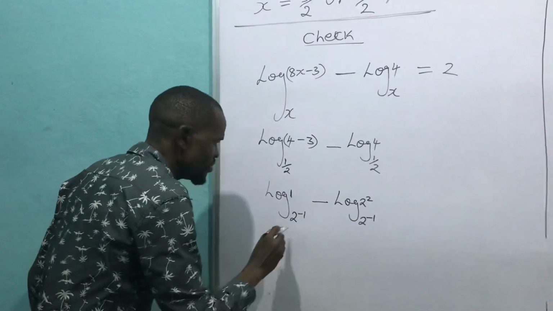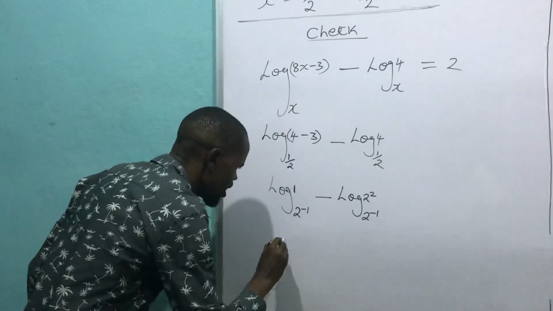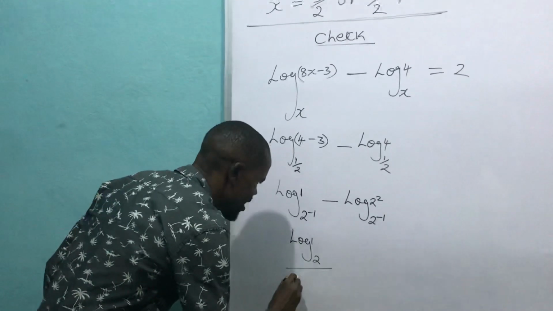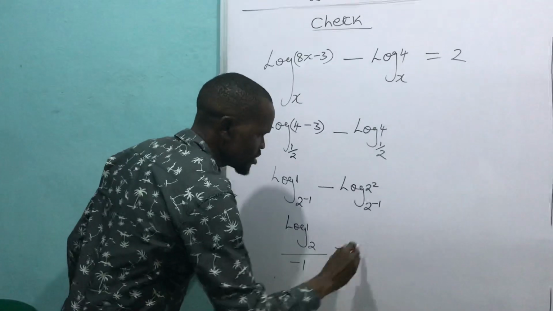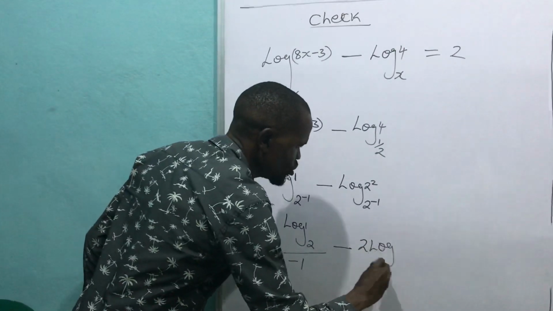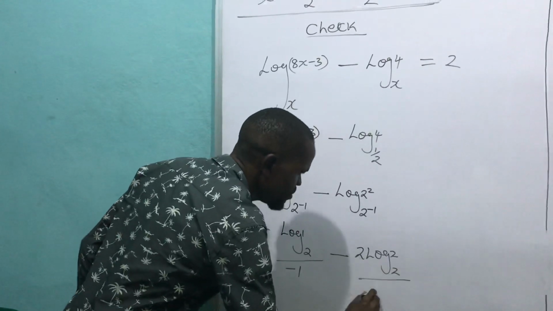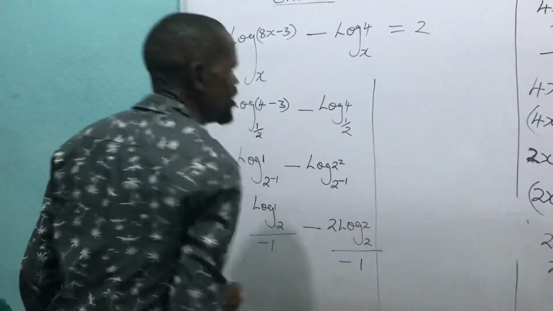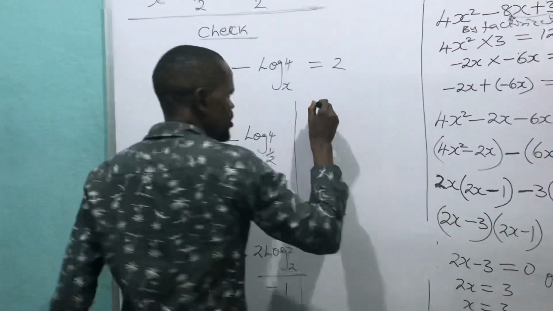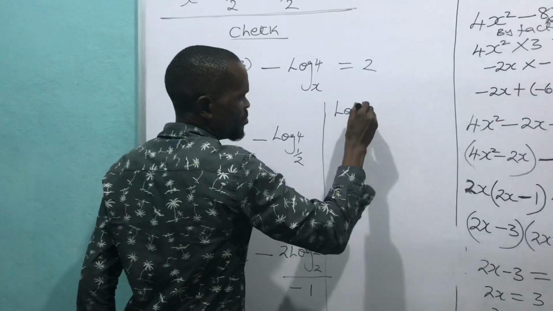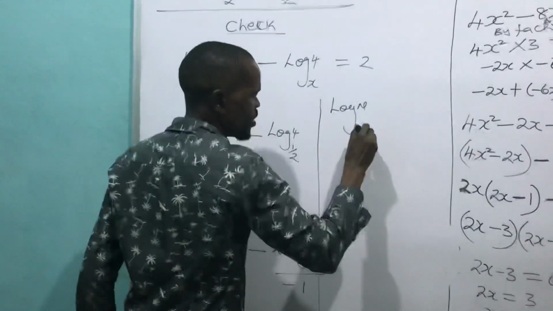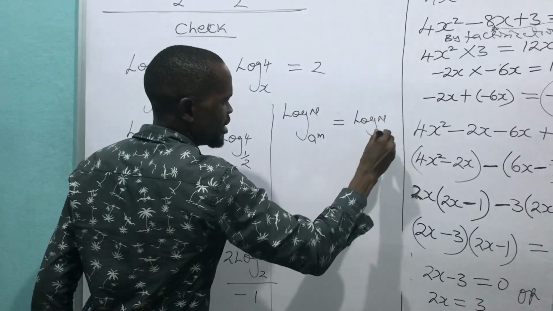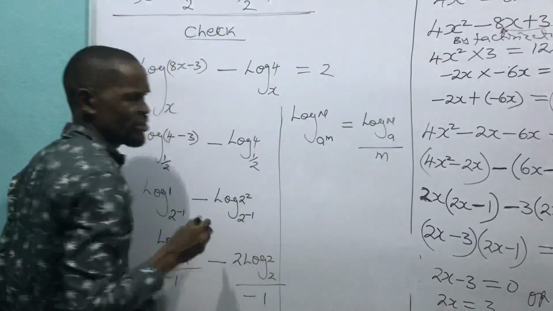And this you see here is the same thing as log 1 base 2 divided by minus 1. And this minus is the same thing as 2 log 2 base 2 divided by minus 1. Somebody will say, how did I get this? The law of logarithm, which says that if we have n and a raised to power m, then this is the same as log of n to base a divided by m. You get me right?